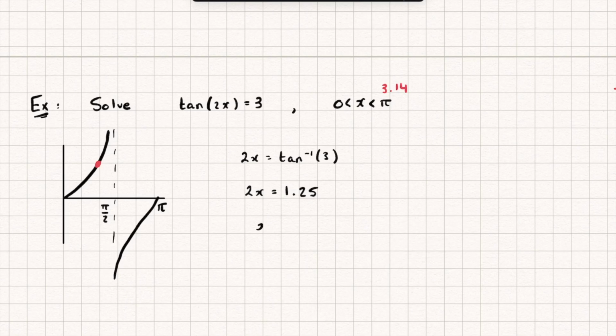And when I do that, I get x equals 0.625. And I can clearly see that's less than 3.14, so that's a valid solution. And so now, to see if there are any other solutions in this interval, I'm just going to add and subtract the period of the graph.